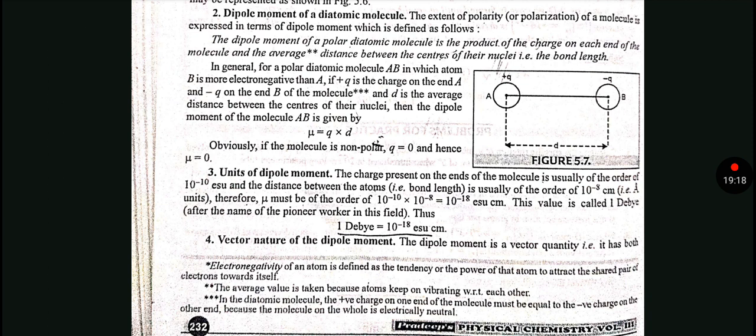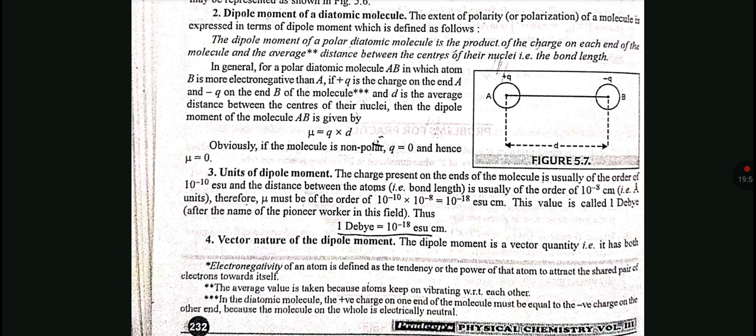Dipole moment of a diatomic molecule. The extent of polarity or polarization of a molecule is expressed in terms of dipole moment, which is defined as follows. The dipole moment of a polar diatomic molecule is the product of the charge on the end of the molecule and the average distance between the centers of their nuclei, that is, the bond length. In general, for a polar diatomic molecule AB in which atom B is more electronegative than A, if +Q is the charge on end A and −Q on end B of the molecule, and d is the average distance between the centers of the nuclei, then the dipole moment of the molecule AB is given by mu equals Q times d. Obviously, if the molecule is non-polar, Q is equal to 0 and hence mu is equal to 0.